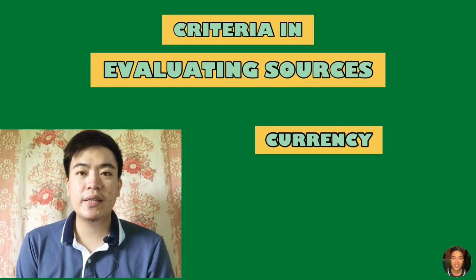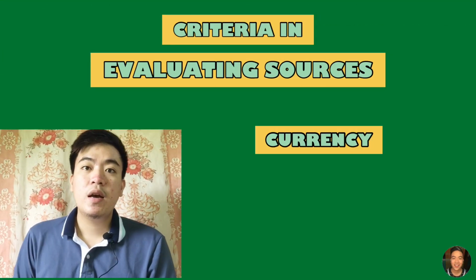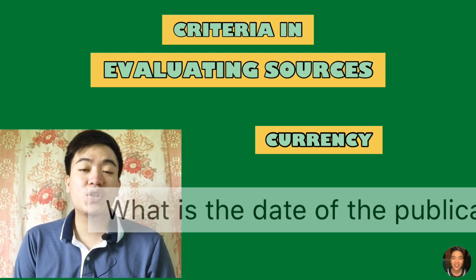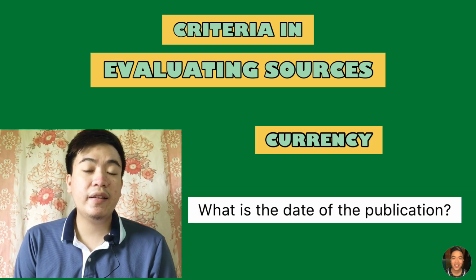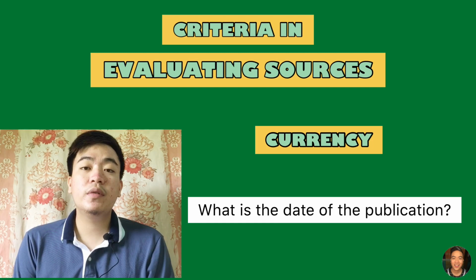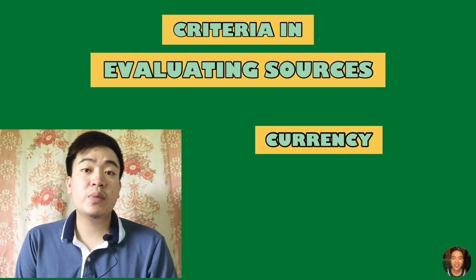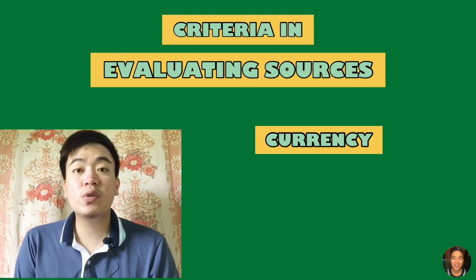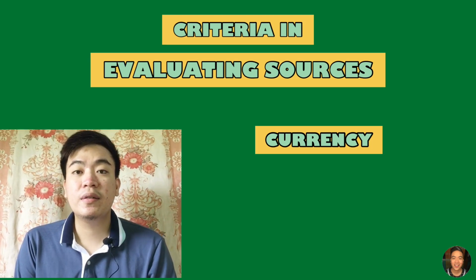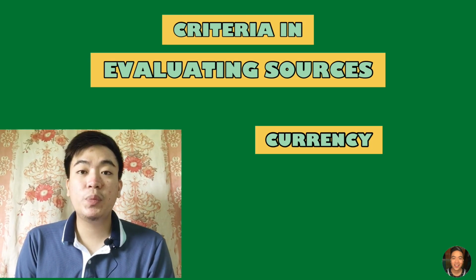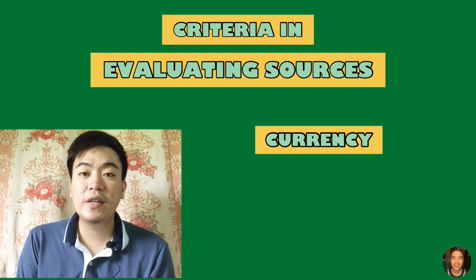Now let's talk about the currency and the publication date. On this criteria, it is important to check the date of the publication. In most fields, the data from older publications may no longer be valid. So as much as possible, check for the most recent years. The date of the publication should be at most 5 years earlier.